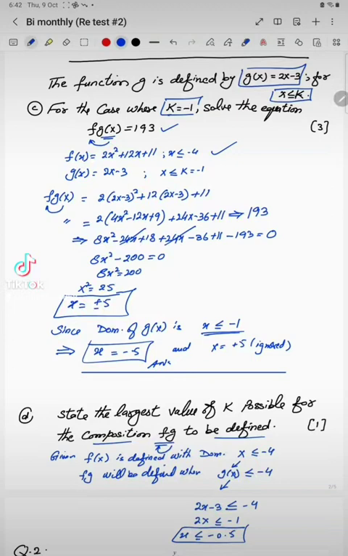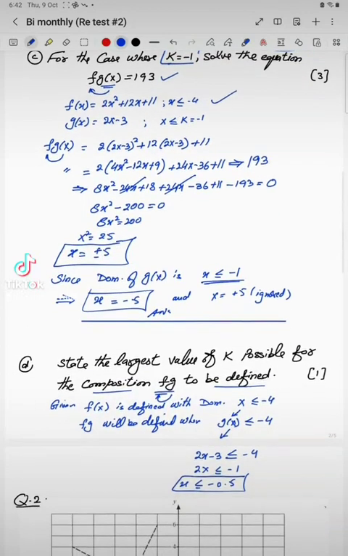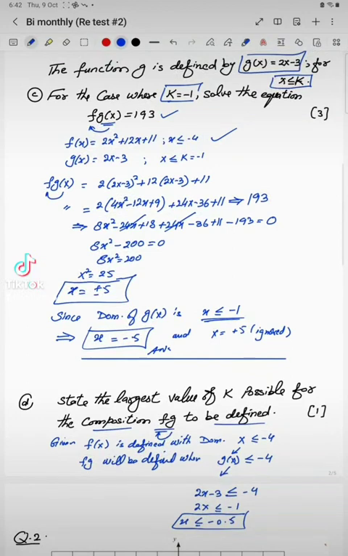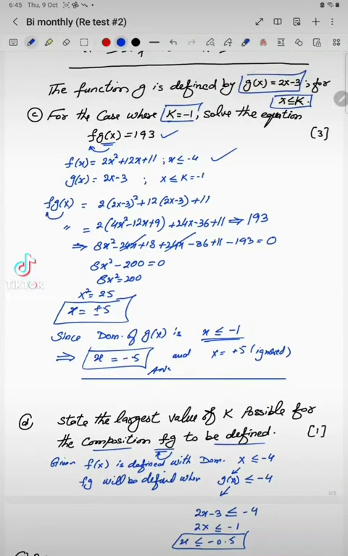of k possible for the composite function. I hope it is clear. The largest value of k is when it is less than or equal to -0.5. It means k should be less than or equal to -0.5.